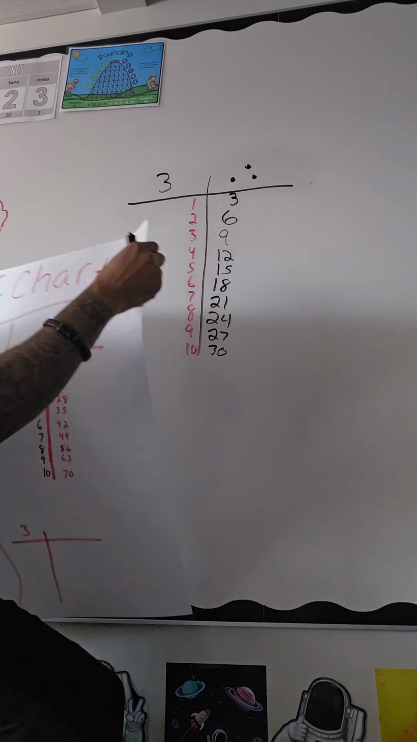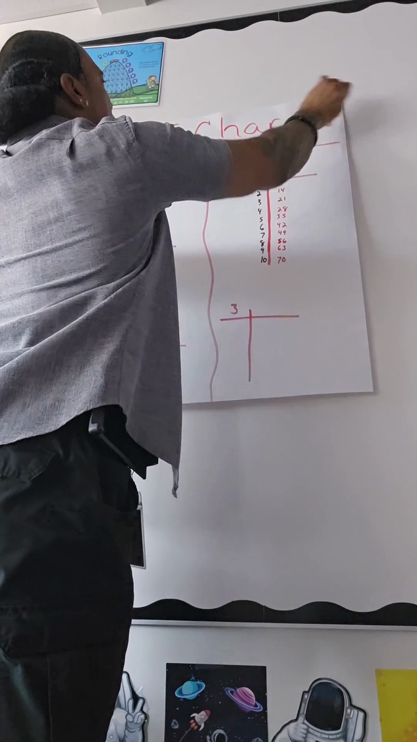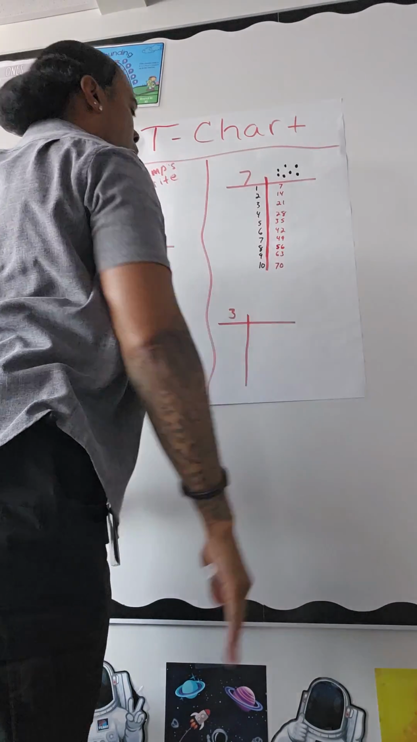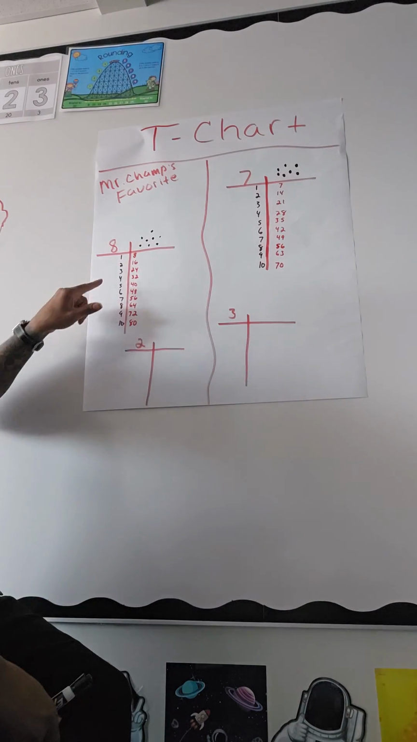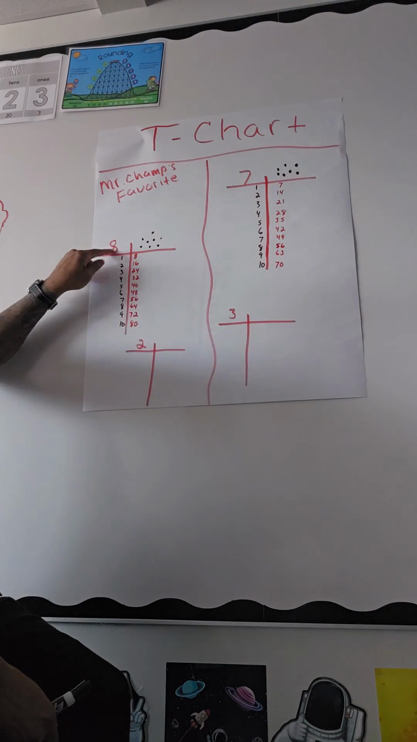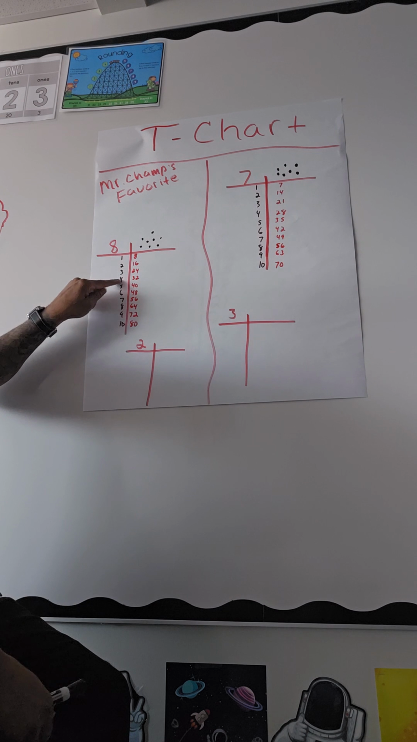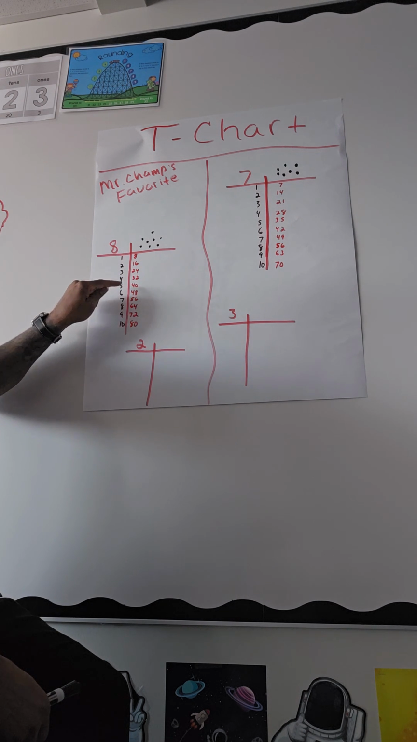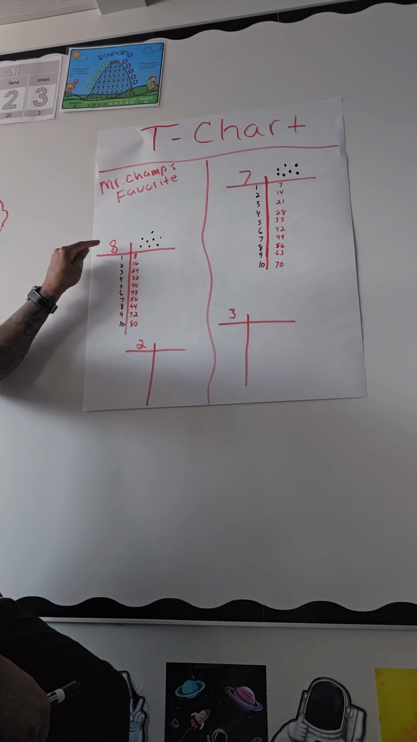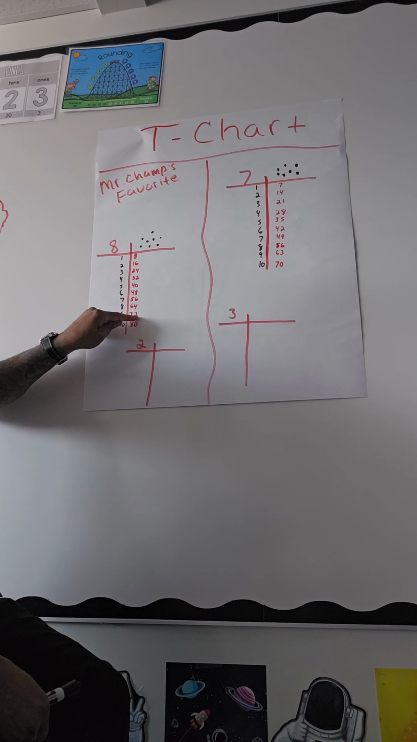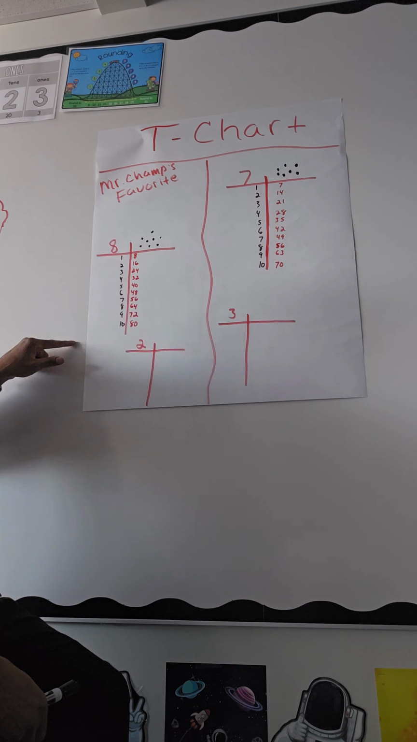Right here, I have an example that we are actually keeping in class so our friends can have a gentle reminder of how to do it. If you see right here, we have our 8s. 8 times 1, 8. 8 times 2, 16. 8 times 3, 24. 8 times 4, 32. 8 times 5, 40. 8 times 6, 48. 8 times 7, 56. 8 times 8, 64. 8 times 9, 72. And 8 times 10, 80.